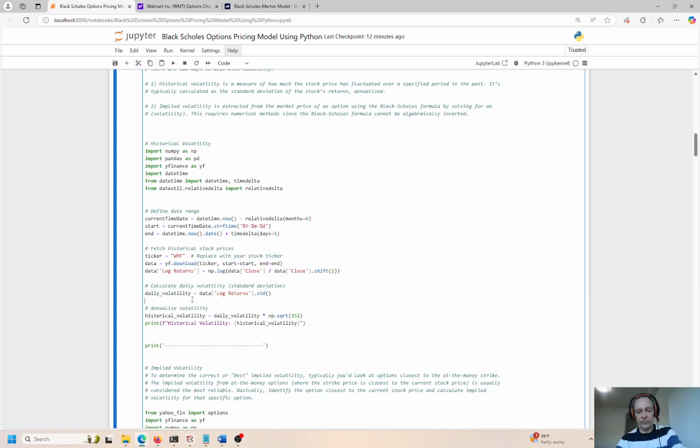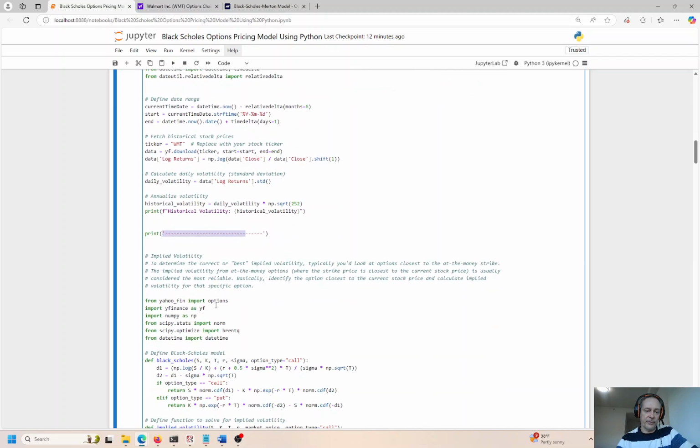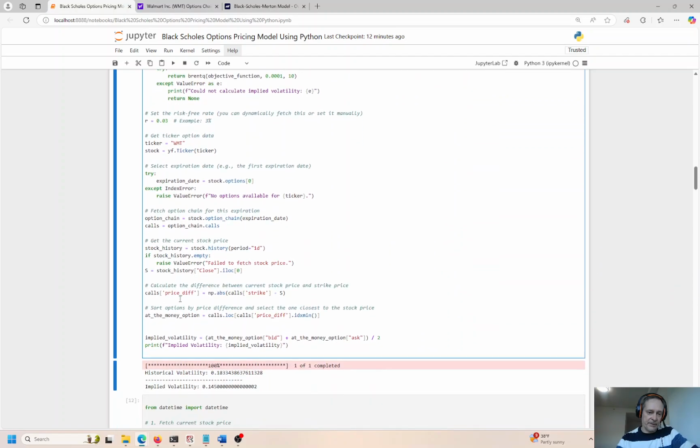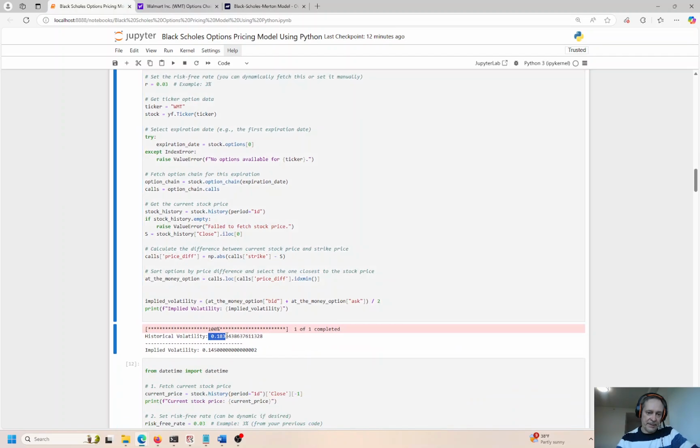Okay, so here is historical volatility right here. This is the first part of the equation. I put a little print symbol so we can separate historical from implied, and this is all the logic for the implied volatility. When we come down here, we'll see both are calculated. Historical is a little bit lower, 0.18. I'm sorry, in this case it's higher. I looked at one before, it was actually lower. So for Walmart, the historical volatility is a little bit higher. The implied volatility is a little bit lower, and that's fine.